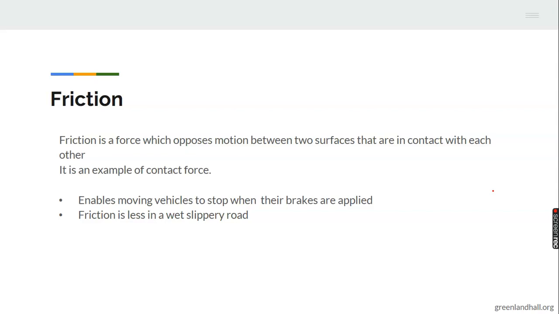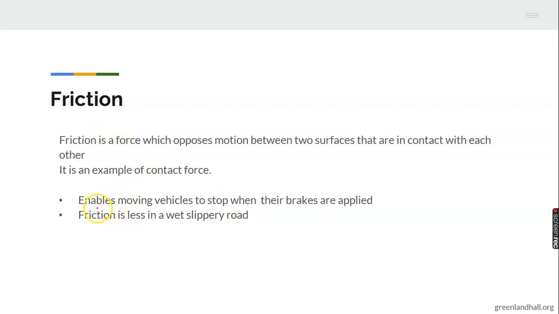Okay, and this is another subheading which is called friction. Friction is a force which opposes motion between two surfaces that are in contact with each other. It is an example of contact force. You know, contact forces are forces that have to do with physical touching, when the objects and the force are in contact with each other. So this is one of the examples.